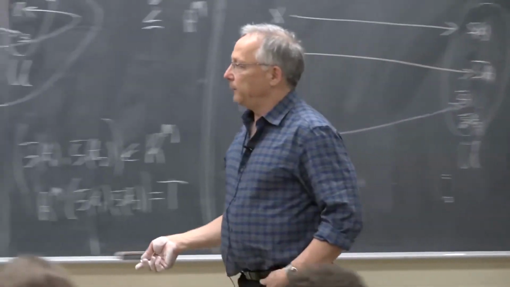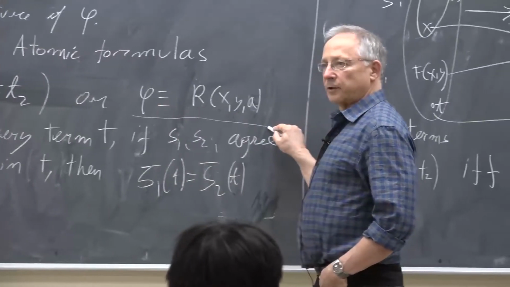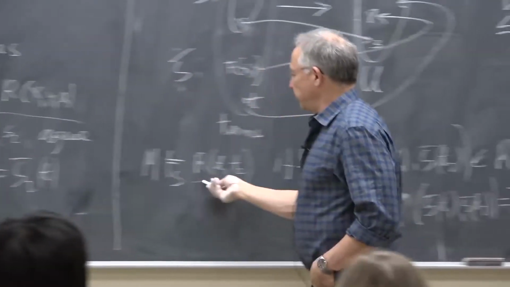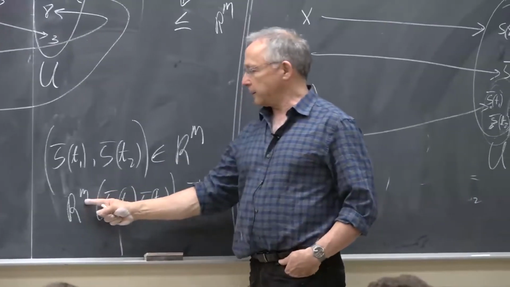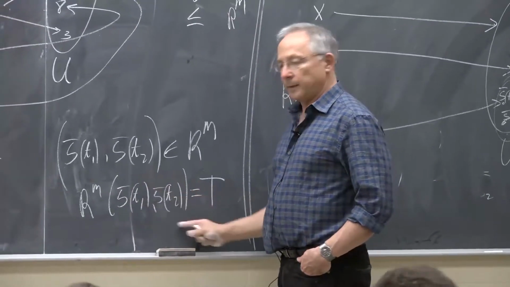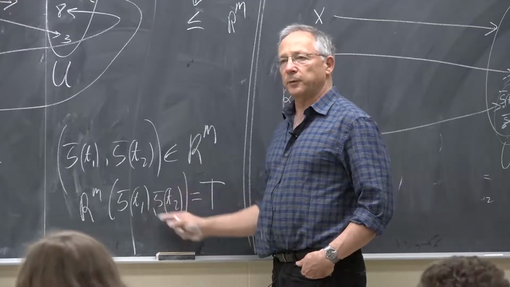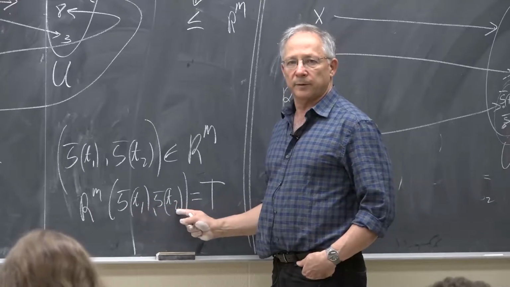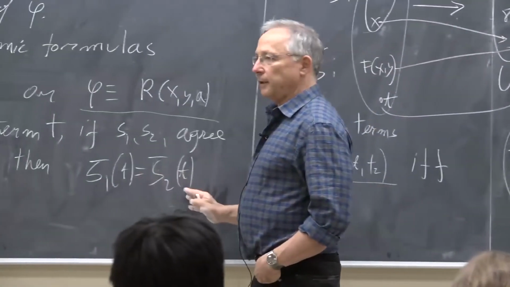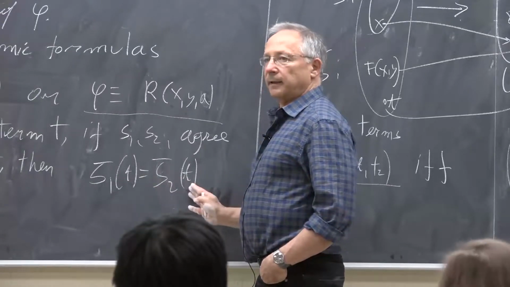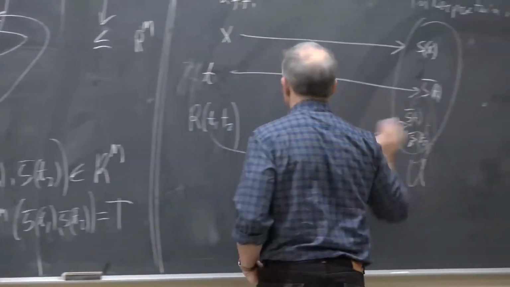So now, if I want to know if this atomic formula holds in the structure, all I need to know is if the relation in the structure applies to these two elements. Now, these two elements are going to be the same under S1 and under S2, because if S1 and S2 agree on the variables of T, then they send T to the same element in the structure.